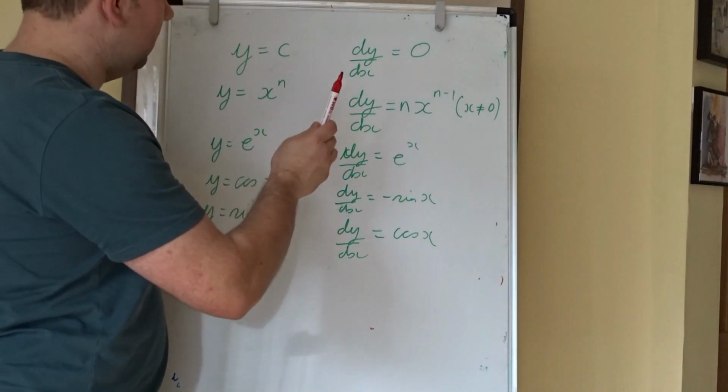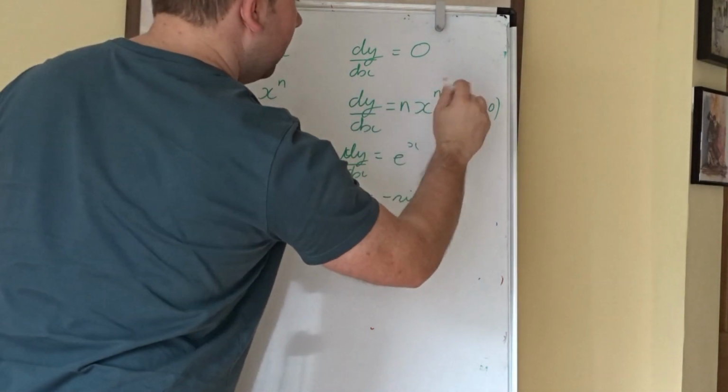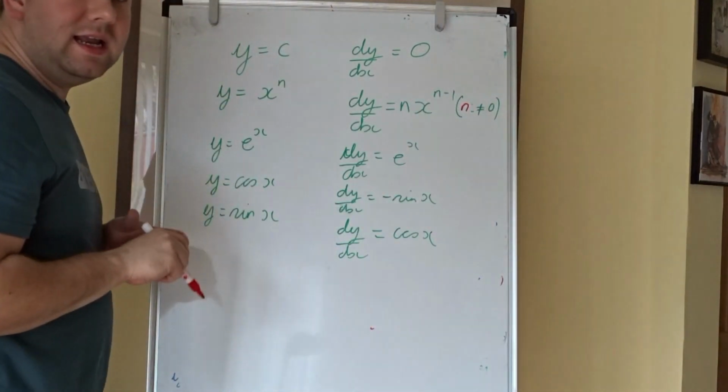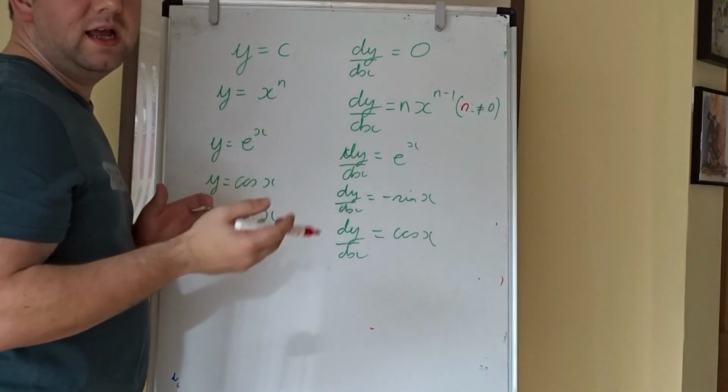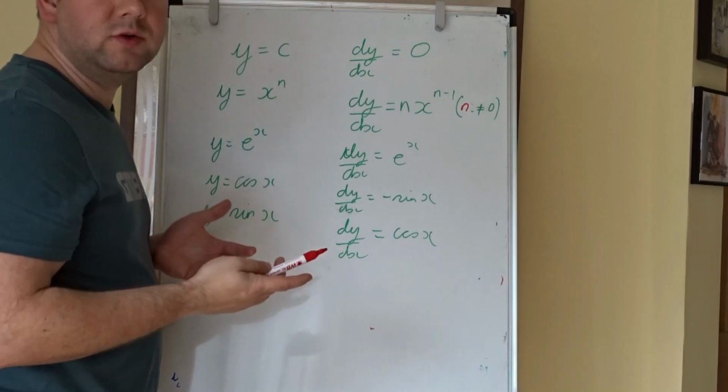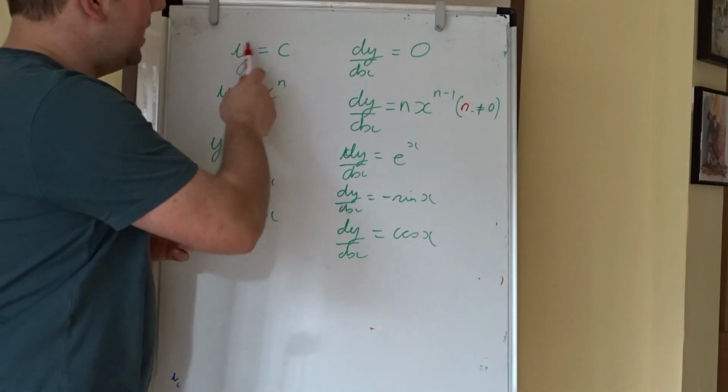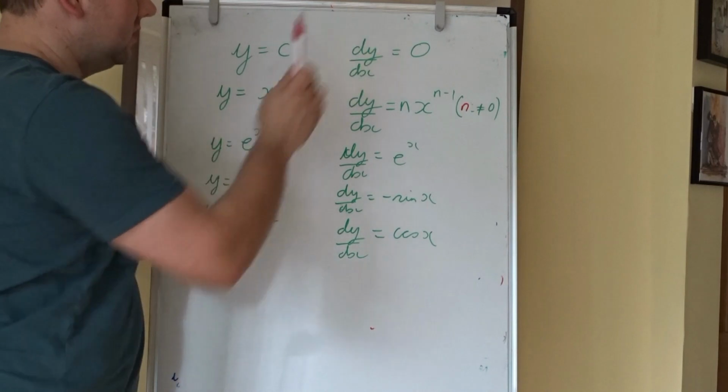It's only true if n is not equal to 0. If n is equal to 0, then any number to the power 0 is equal to 1, and therefore it becomes just a constant, and we use the first rule.